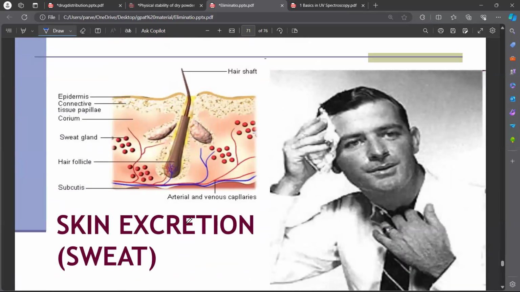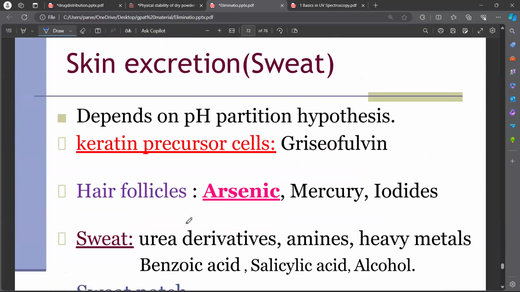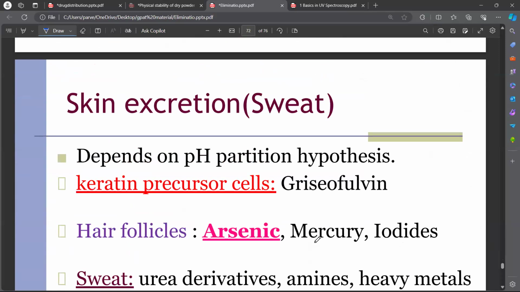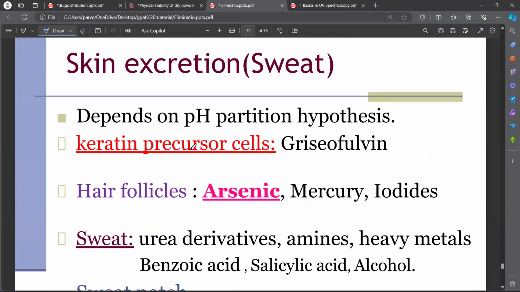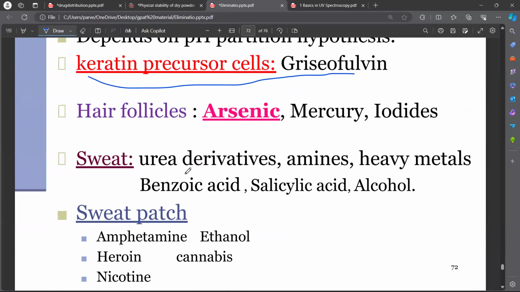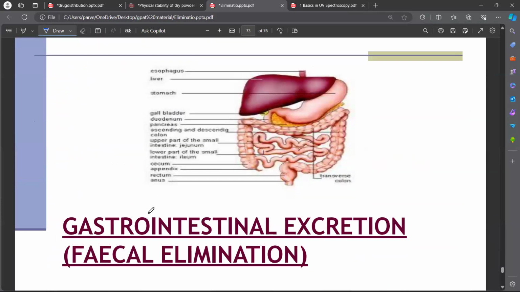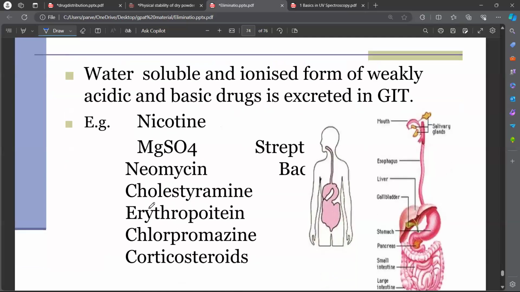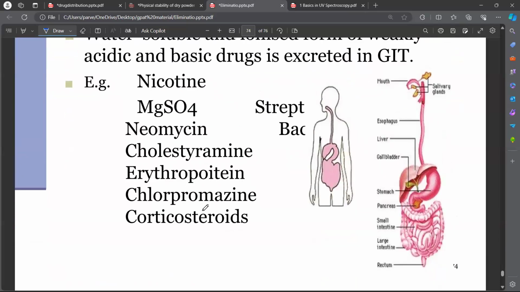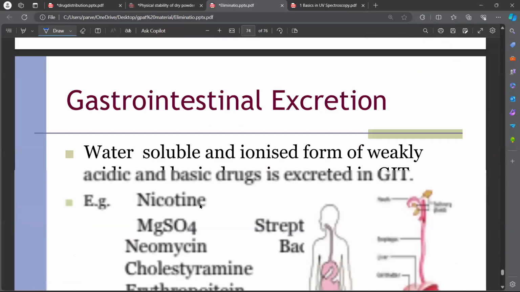There is also skin excretion, but it is minor in nature. Mainly through hair follicles, arsenic and mercuric iodides are excreted, and keratin. Griseofulvin, one of the classical antifungal drugs, is excreted through the keratin. Urea derivatives like alcohol, benzoic acid, ethanol, and amphetamine are excreted. This is basically the fecal route, through bile, which includes the corticosteroids, cholestyramine, etc. These drugs are mainly eliminated via the fecal matter.